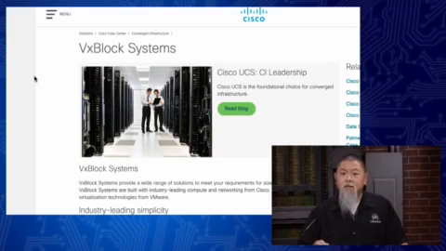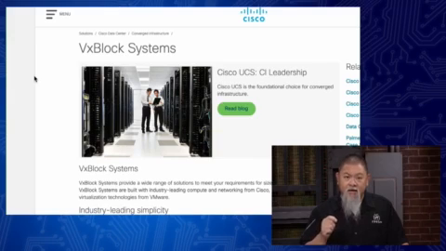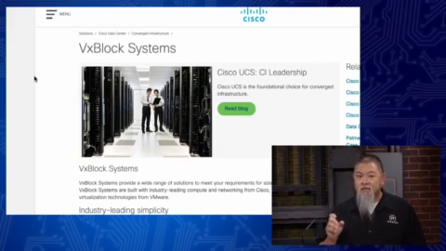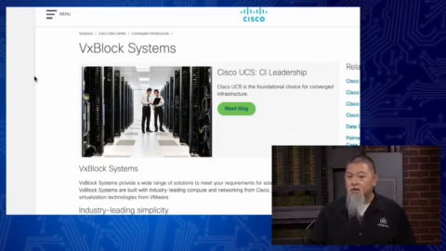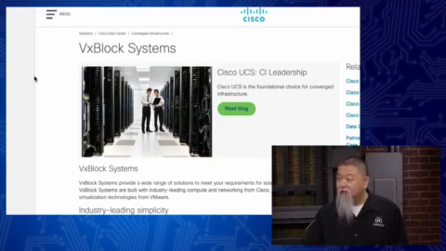So the original vBlock, the big difference, and the only difference between VXBlock and vBlock itself, is the networking component. In the original vBlock system, it relied on the Cisco Nexus 1000V. We spent quite a bit of time on the 1000V earlier in our series, so we showed you some of the different things that it could do.